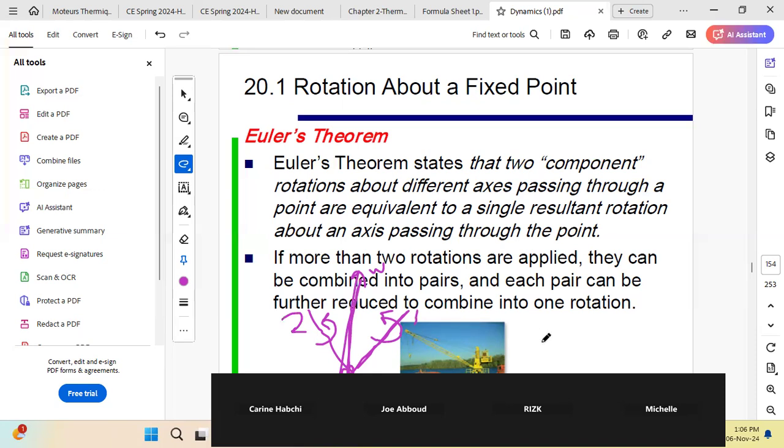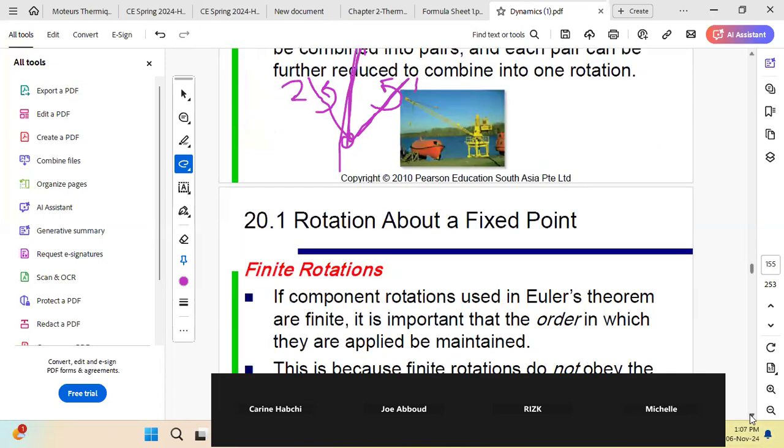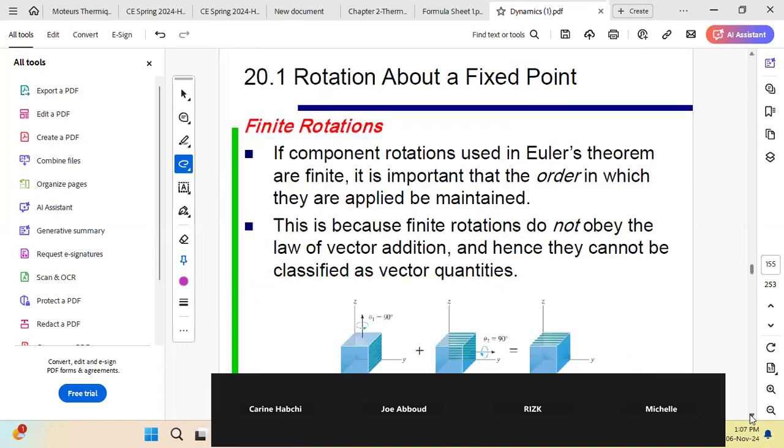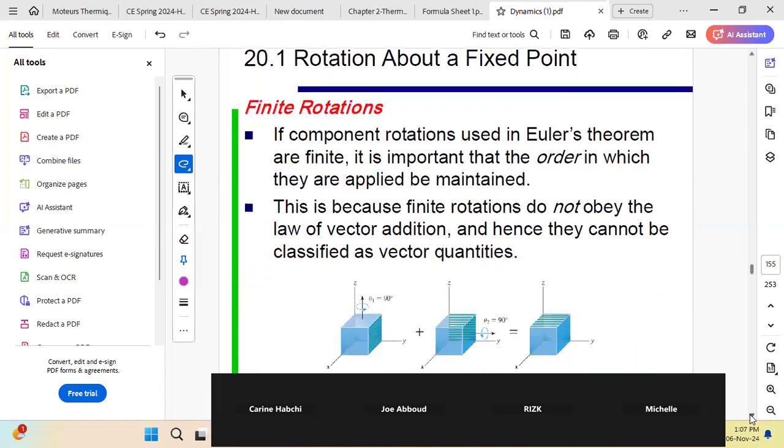So the idea is I can divide rotation into different directions, but in case I have rotations about 2 axes passing through 1 point, the resultant should also pass through the same point. And we'll discuss now what we mean by finite rotations and what is the difference between finite rotation and non-finite rotation.